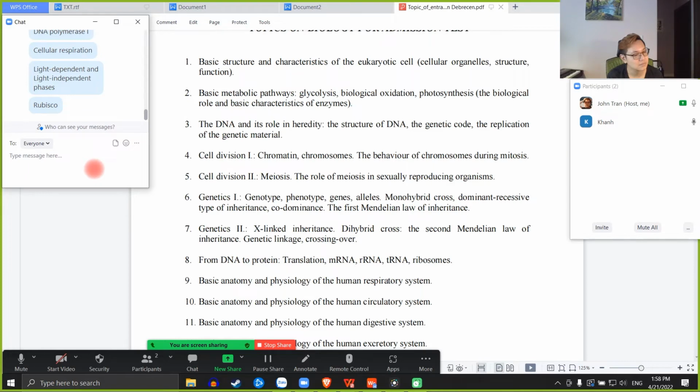NAD, nicotinamide adenine dinucleotide, yeah. Glycolysis as well. It's a long one. Glycolysis is like 10 steps. Where does glycolysis happen? I forgot. Cytosol, right? Cytoplasm or cytosol is the same thing. Yep.